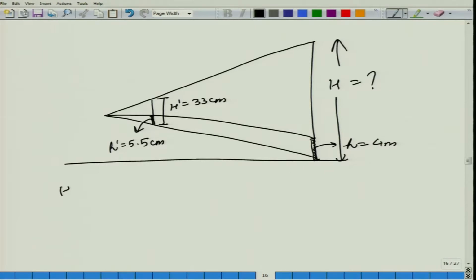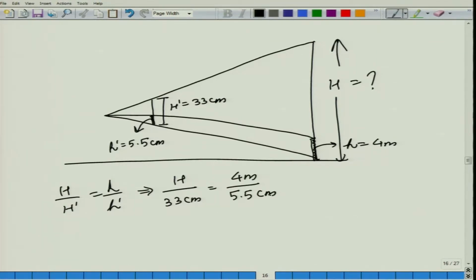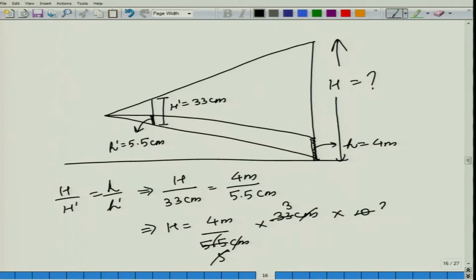So, again using the relation H upon H prime is equal to small h upon small h prime, we get capital H upon H prime, which is 33 centimeters, is equal to small h, that is 4 meters, upon 5.5 centimeters. So, we get H is equal to 4 meters by 5.5 centimeters into 33 centimeters. So, 11 3s are 33, 11 5s are 55, 5 2s are 10, and 4 3s are 12, 2s are 24 meters. So, we can calculate that the height of the tree is 24 meters.